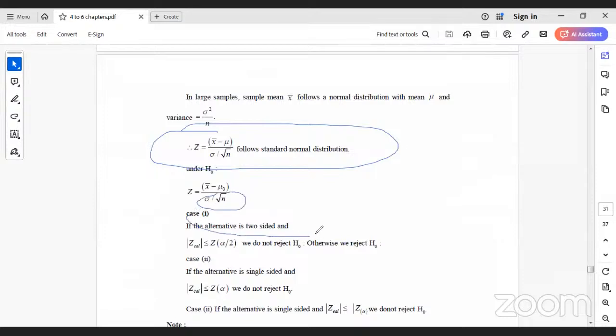If the alternative is two sided and Z calculated is less than or equal to Z alpha by 2, we do not reject H0. Otherwise we reject H0.